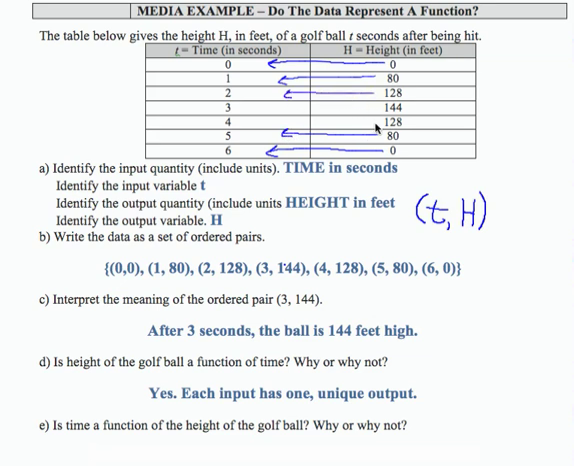So we have all kinds of problems if we look at time as a function of height. So what we can say in this case, for this final answer then, is that no, time is not a function of height, because the inputs 0, 80, and 128 have more than one output.